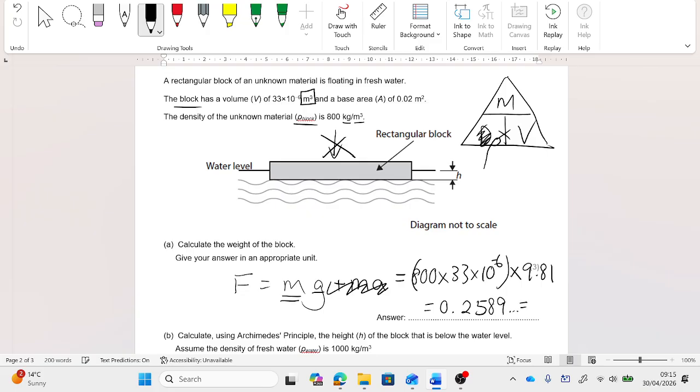dot dot dot, and we will need to round this. At A level, if it's less than 1, you round to 3 significant figures. If it's 1 point something, you round to 2 decimal places. So in this case, it's 0 point, so I need to round to 3 significant figures. So I will round this to 0.259.